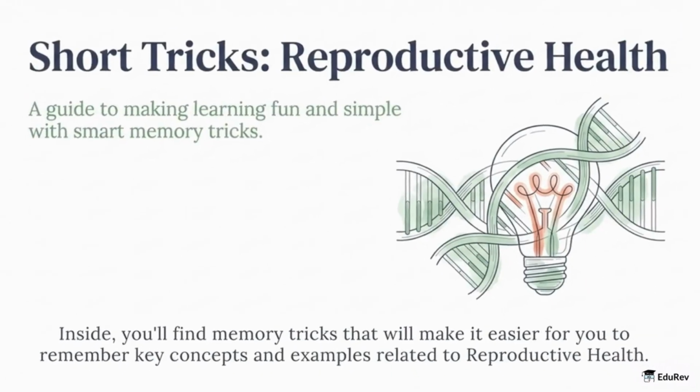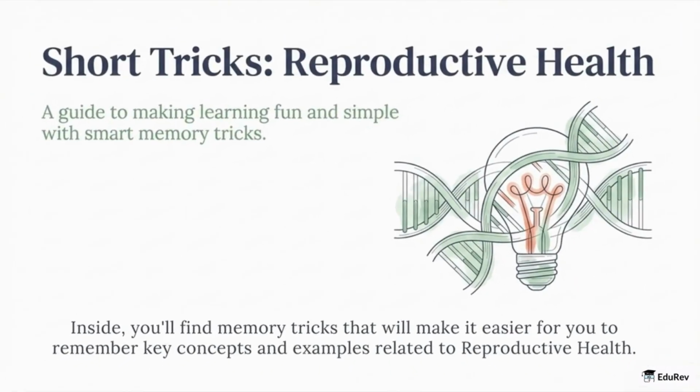Welcome. This short guide uses simple memory tricks to make reproductive health easier to learn and remember. Think of it as a set of smart cues that help you recall important ideas, examples, and practical points about human reproduction and related health topics.